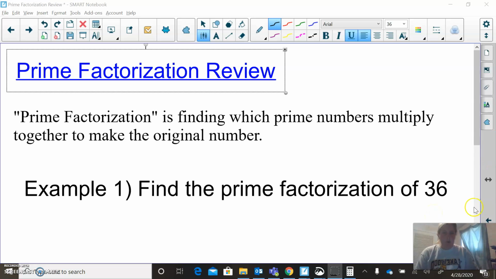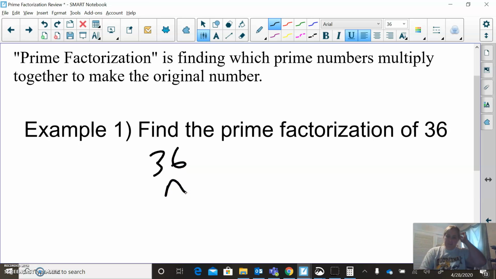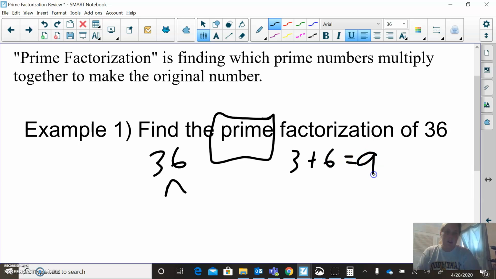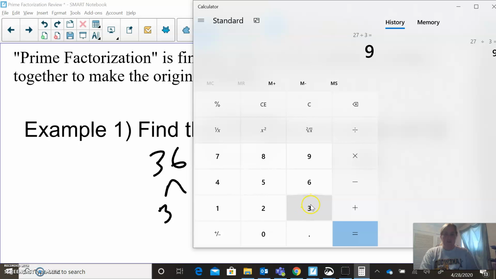Okay? Which some of you may be familiar with, but we use a factor tree, okay? In 36, we want to think about what is the smallest prime number that we can multiply to get to 36. Now remember, 3 plus 6 equals 9. 9 is divisible by 3, therefore 36 is divisible by 3. And there's something that you can multiply by 3 to get to 36. So if you come into your calculator, you can do 36 divided by 3, and you get 12.